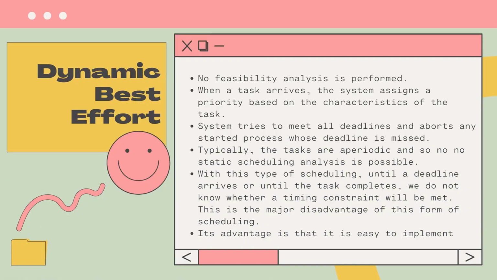For the dynamic best effort, no feasibility analysis is performed, but when a task arrives, the system assigns a priority based on the characteristics of the task. The system tries to meet all deadlines and aborts any started process whose deadline is missed. Typically, the tasks are aperiodic and so no static scheduling analysis is possible. With this type of scheduling, until a deadline arrives or until the task completes, we do not know whether a timing constraint will be met. This is the major disadvantage of this form of scheduling. Its advantage is that it is easy to implement.